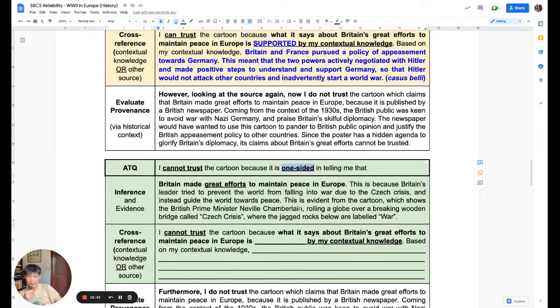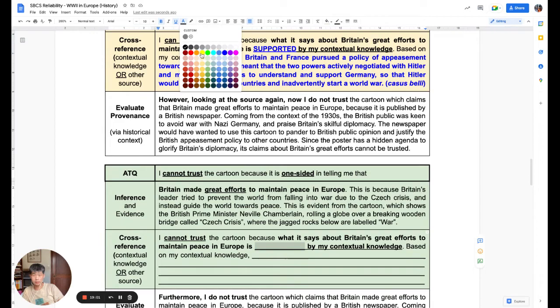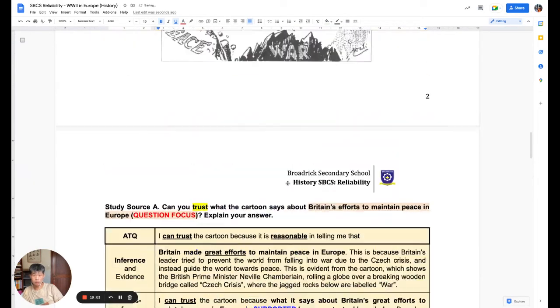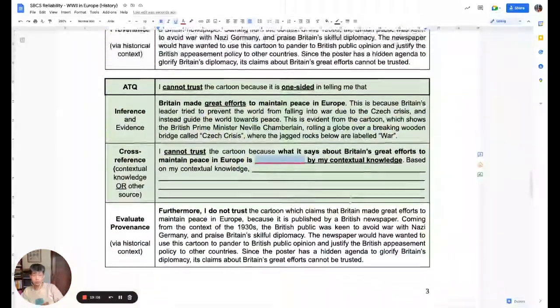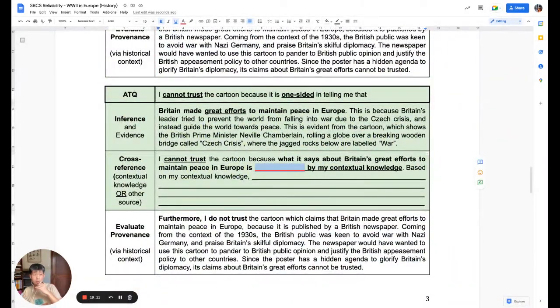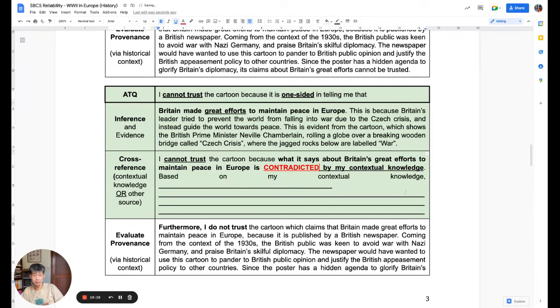The inference remains the same. Britain made great efforts. Yes, Britain tried to prevent the world from falling to war, etc. The evidence is the same. And then when we go to the cross-reference, you cannot trust the cartoon because what it says, you no longer say it's supported. You instead would say it is, recall from page one, it is contradicted, right? Only when your knowledge goes against, opposes, and challenges what the source says, you don't trust it. That's very natural.